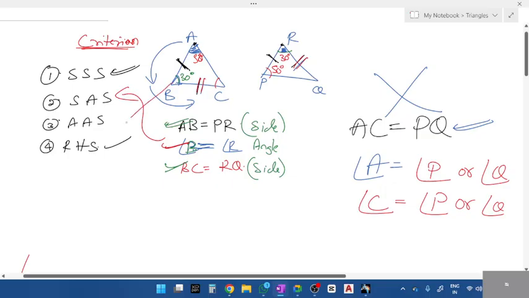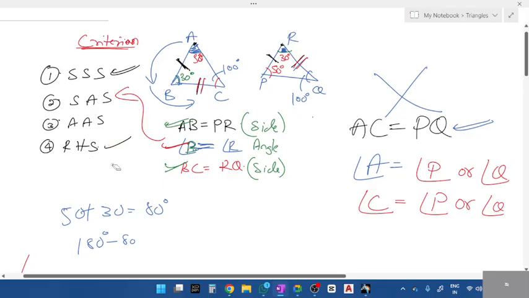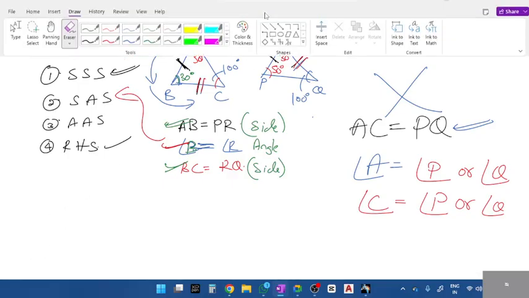What's the total of each triangle, students? What's the sum of interior angles? 180. What is angle A and angle B? Sum of angle A and B, 50 plus 30, 80. Then what will be angle C? 180 minus 80, that is 100. If angle C is 100, angle Q also should be 100. This is the concept. Fine. So definitely everything will be equal, students. If everything is equal, in the beginning I told their size also will be same, shape and size.